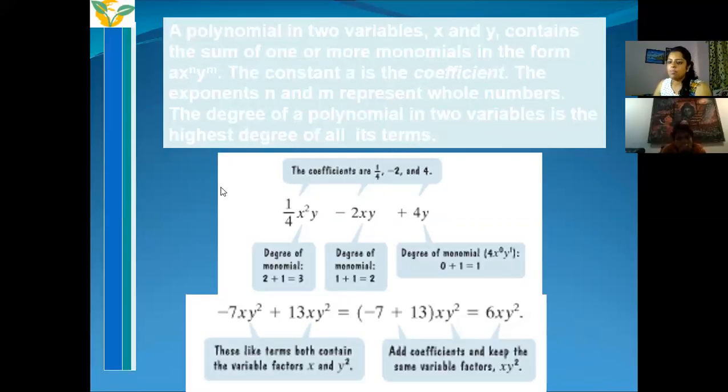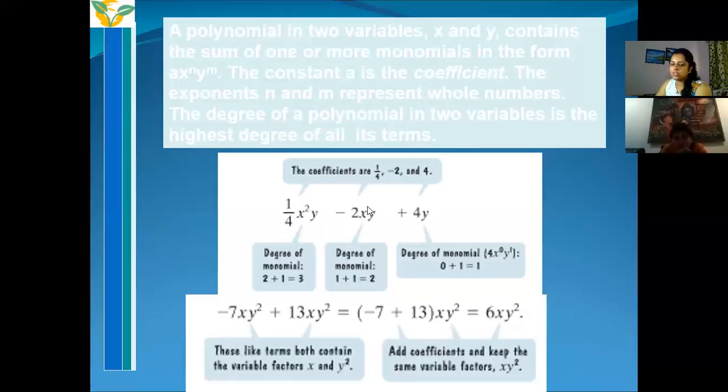So you can ask me, how can we come to know about the degree of the terms? I have given you the expression here: 1/4 x square y minus 2xy, there is a second term, plus 4y. So the degree of this monomial is what? x to the power of what? 2. And y is associated with the degree of what? 1. So 2 plus 1 is equal to what? 3. See, second case. So this is also a monomial, correct?